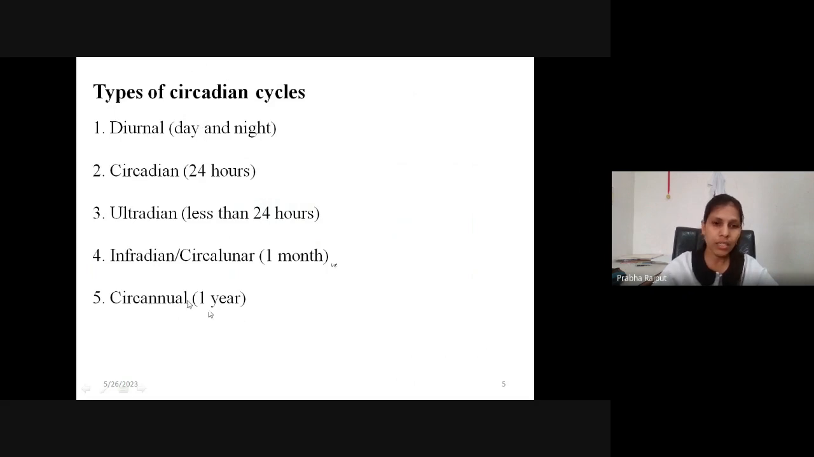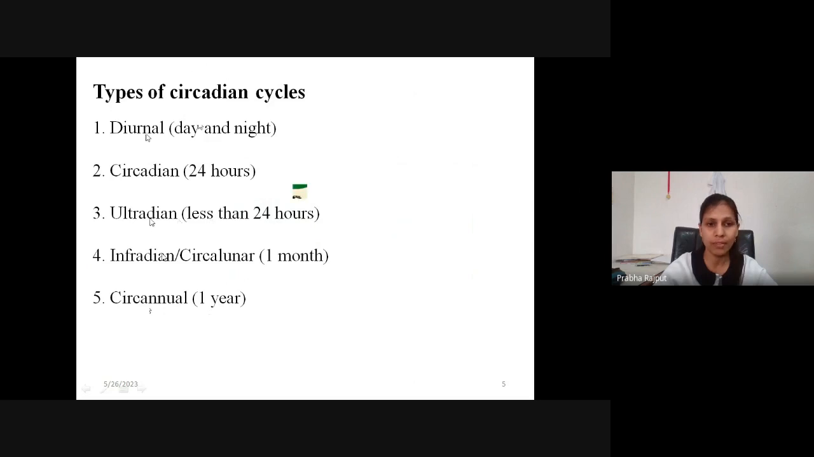So this circannual cycle is not present in humans or animals. It is present in plants. If you see some seasonal plants, all the seasonal plants will come in the same season after 1 year, and that will repeat every year for the plants. Infradian rhythm is a good example of the menstruation cycle. It will repeat every month. Ultradian rhythm will complete within less than 24 hours.